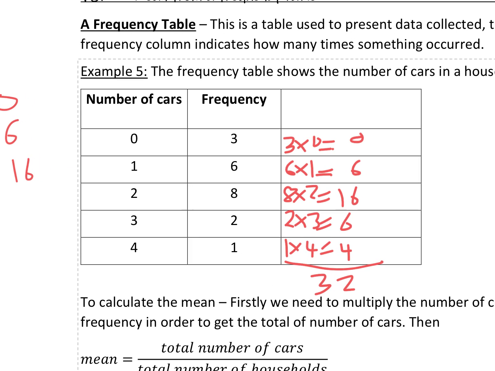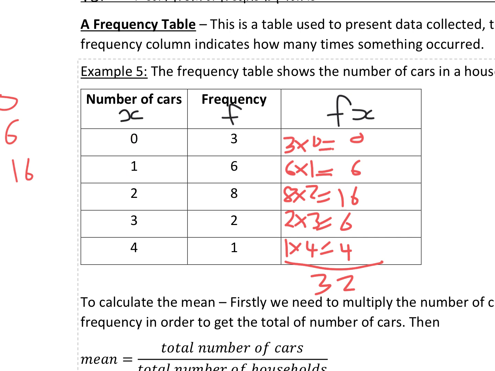If we call the number of cars x, and we call the frequency f, then this blank column that we've got here to help us add up the total number of cars is called the fx column, where we've multiplied the f value by the x value, f by x. 3 by 0, 6 by 1, 8 by 2, and so on. Now this bit isn't crucial in year 8, but if you can understand it, follow this, fantastic.